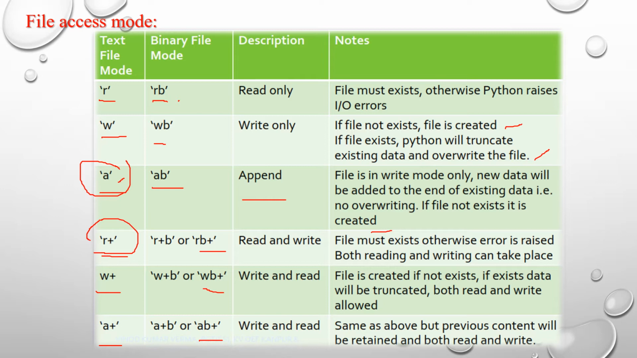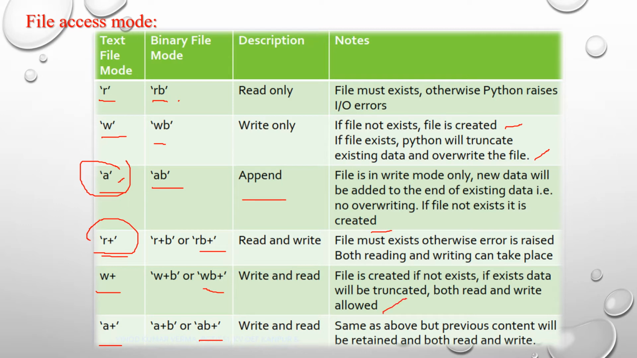So w+ or wb+ are the write and read modes. The file is created if it does not exist. If it exists, the data will be truncated. Both read and write are allowed.